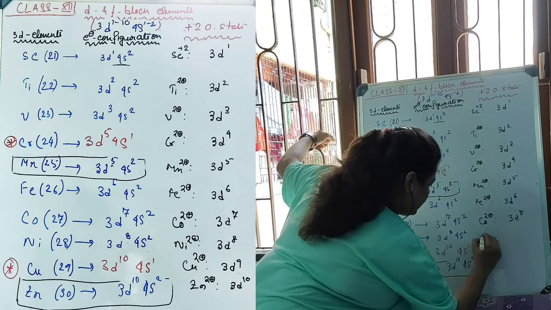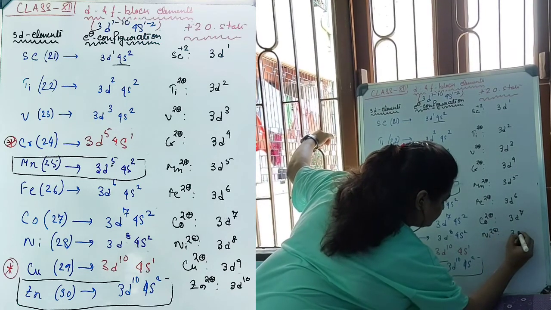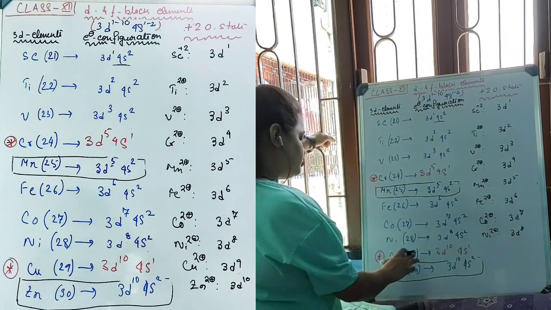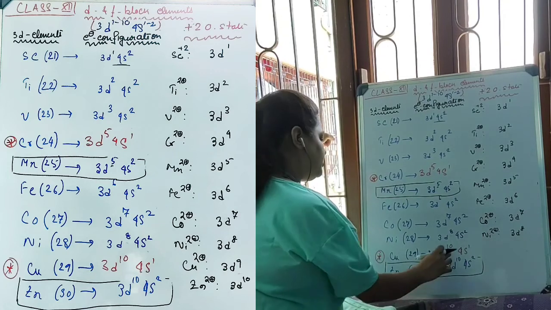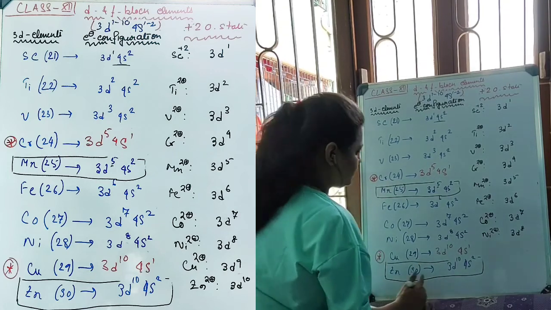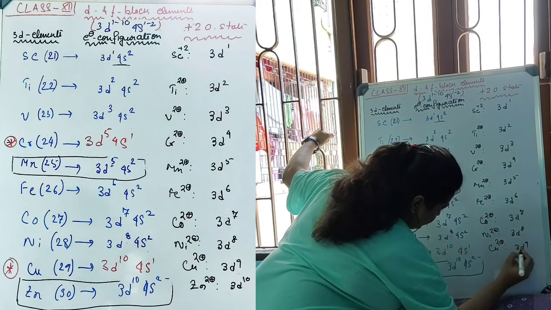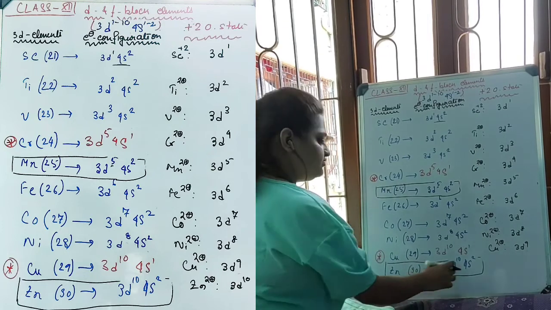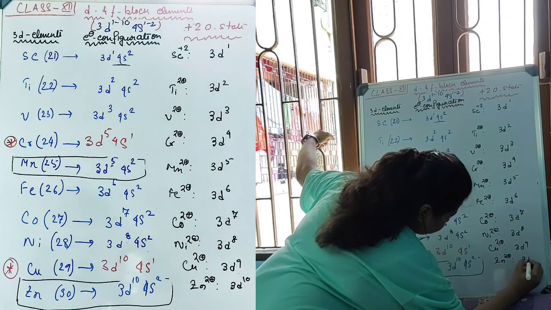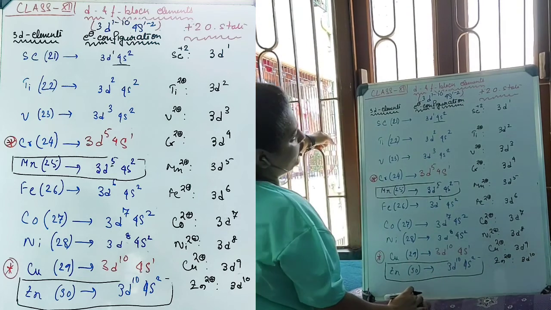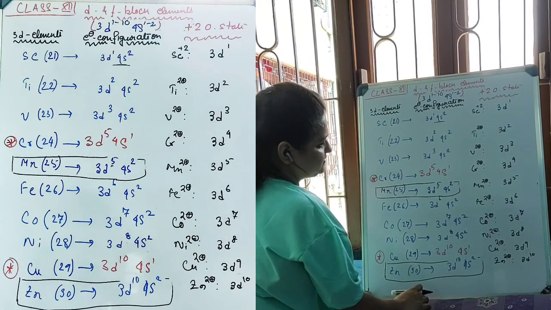For nickel 2+, the electronic configuration will be 3d8. For copper, one electron again will be leaving from 4s and another electron will be leaving from the 3d orbital, making the electronic configuration for copper 2+ 3d9. For zinc, the electronic configuration for Zn2+ will be 3d10. This is the electronic configuration when these elements are in their +2 oxidation state.